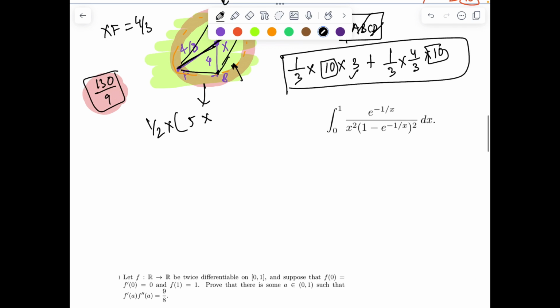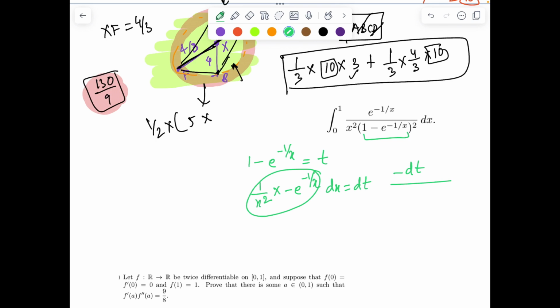Well, let's come to the next question, and it is from the integral world, your favorite one. So 0 to 1, this integral. Now that's not very challenging as of now because there is an inbuilt hint. To get e to the power minus 1 by x, maybe I can assume 1 minus e to the power minus 1 by x as some t. So its derivative will give me 1 by x square times minus e to the power minus x dx is dt, right? So that evaluates to this quantity is minus dt divided by t square.